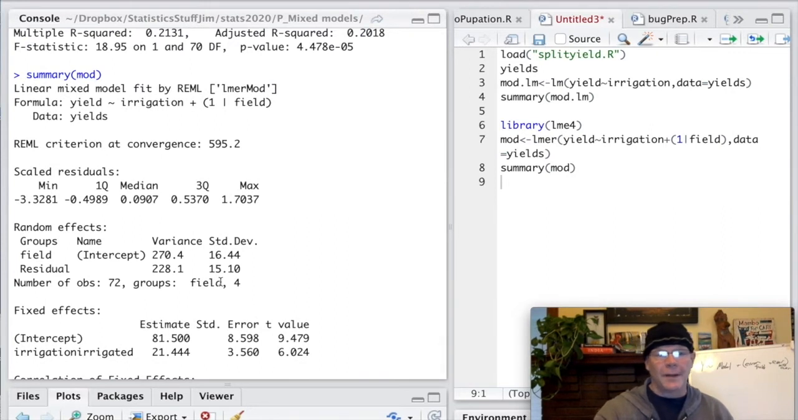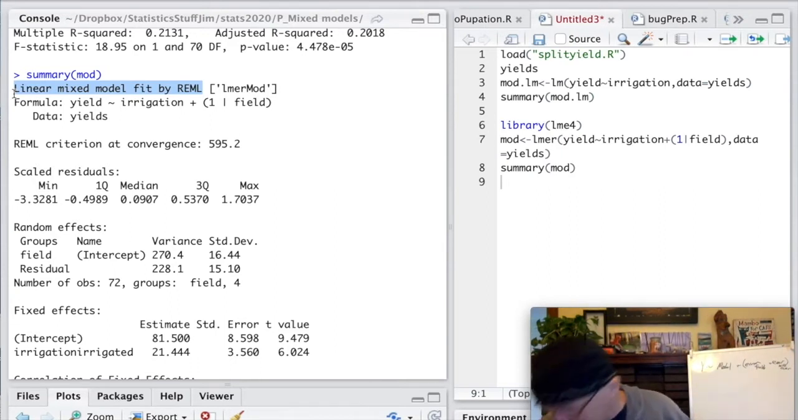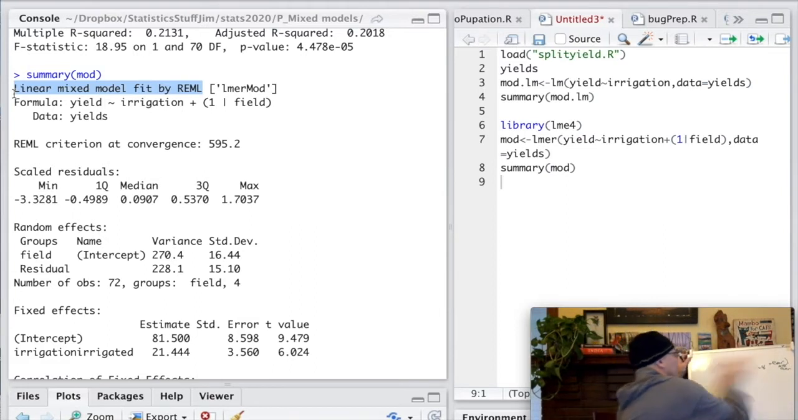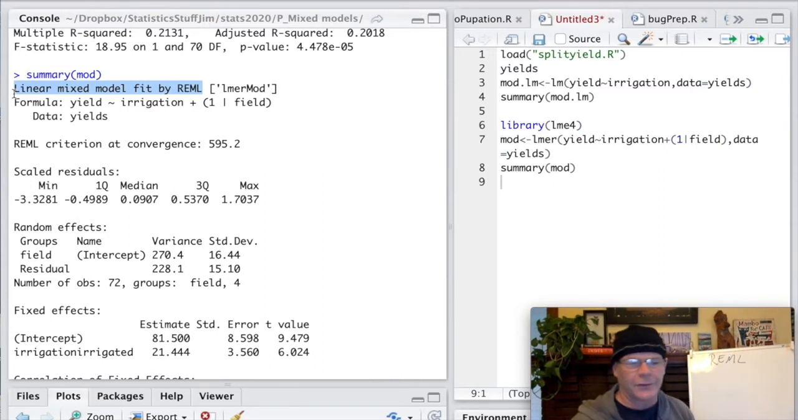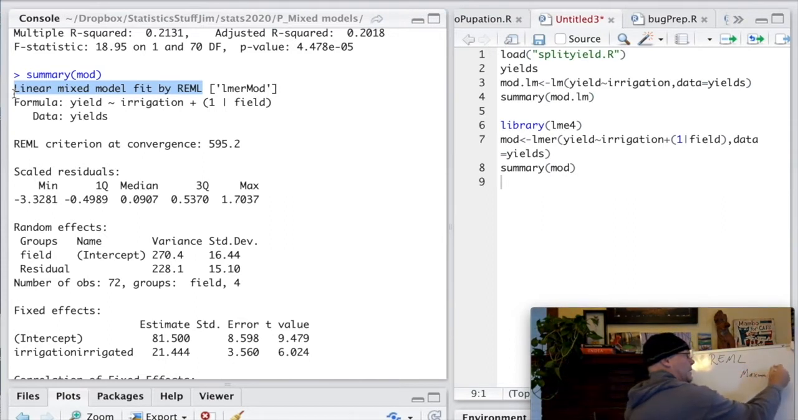One other thing I want to mention here is this part right up here where it says it's a linear mixed model fit by REML, R-E-M-L. And what REML is, where is my, oh no, already lost it? Okay. REML stands for a number of different things, but they all have the same acronym and they all essentially mean the same thing. The ML part stands for maximum likelihood. So that's good. Maximum likelihood.